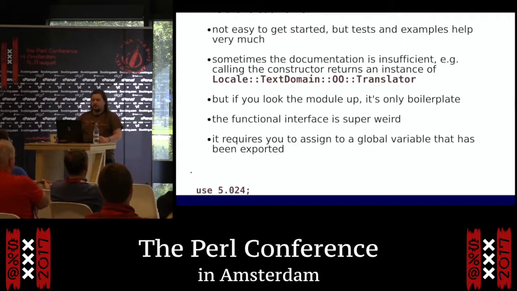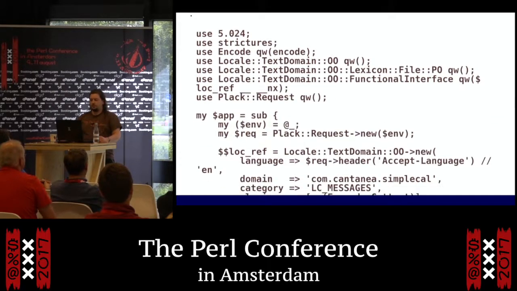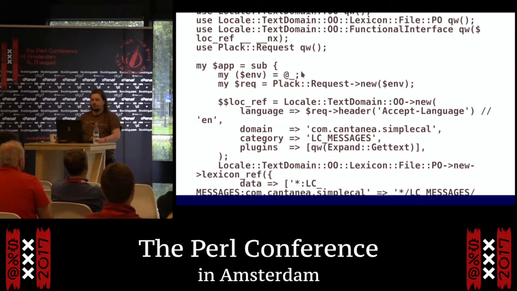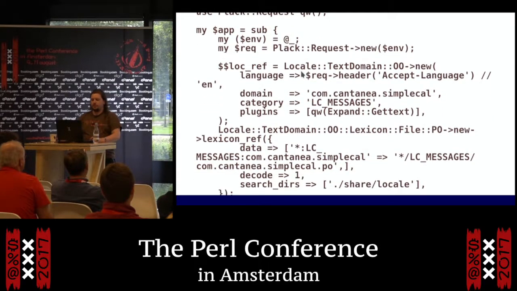A functional interface also exists, but it's super weird. It requires you to assign to a global variable that has been exported. It looks like this. So since it's an OO module, which is very configurable, there's a lot more boilerplate code as expected. So here we load this functional interface, and it exports this variable $loc_ref and some other helper functions which we need for marking up. And the rest of the application is quite similar.